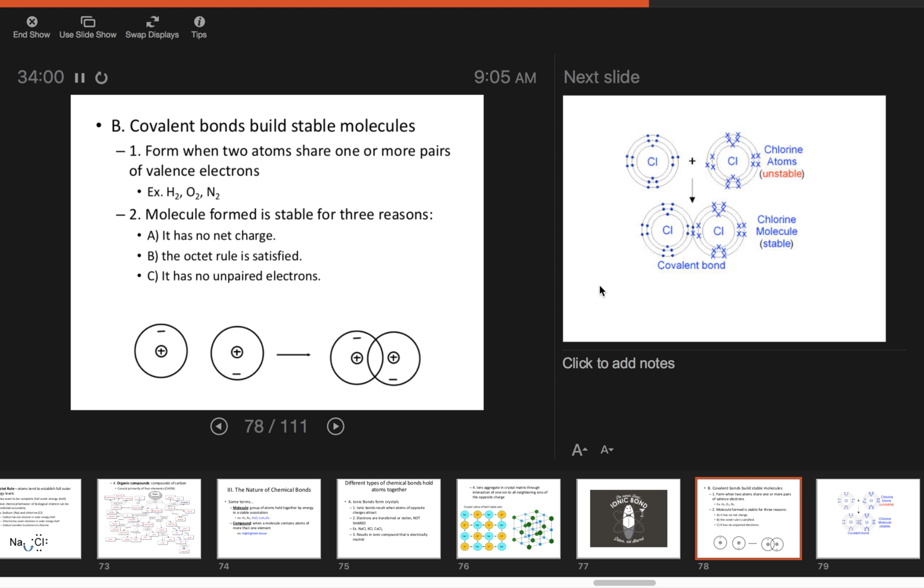Wait, so Miss Erickson, they have to be in the same column to do the covalent bonds? No, they do not. Okay, so here's an example. Let's look at carbon and nitrogen. Okay? So if I draw carbon out, I have 2 valence electrons in the first energy level, and then 4 in the second, because carbon has 6 electrons total. So 1, 2, 3, 4, 5, 6. And then nitrogen has 7, right? So 1, 2, 3, 4, 5, 6, 7. So nitrogen has 3 open spots. And carbon has 4 open spots.